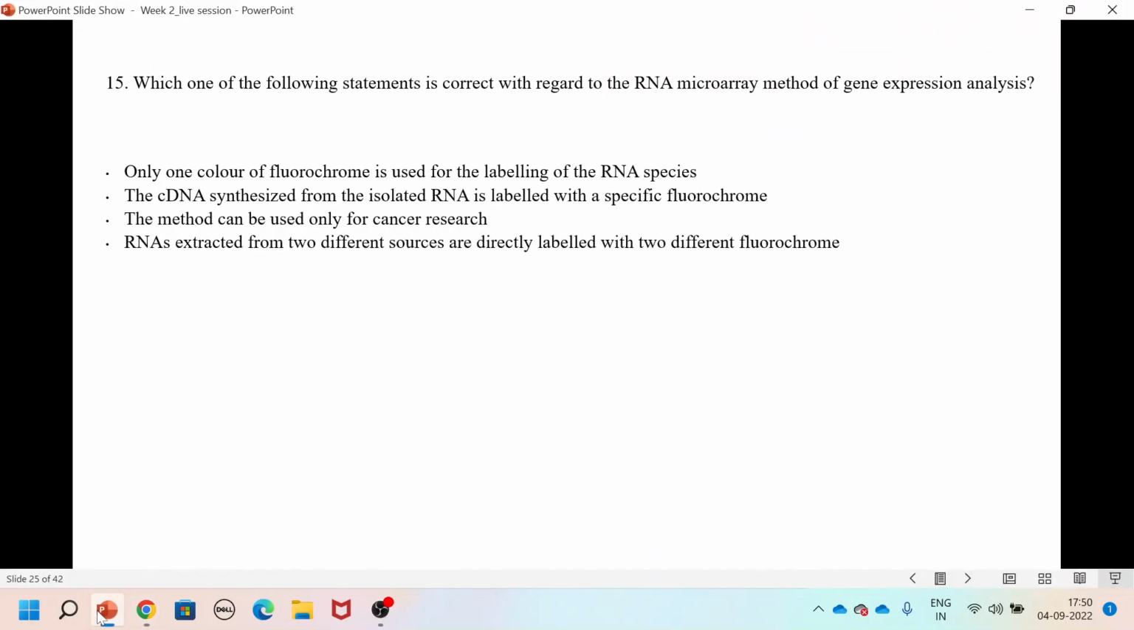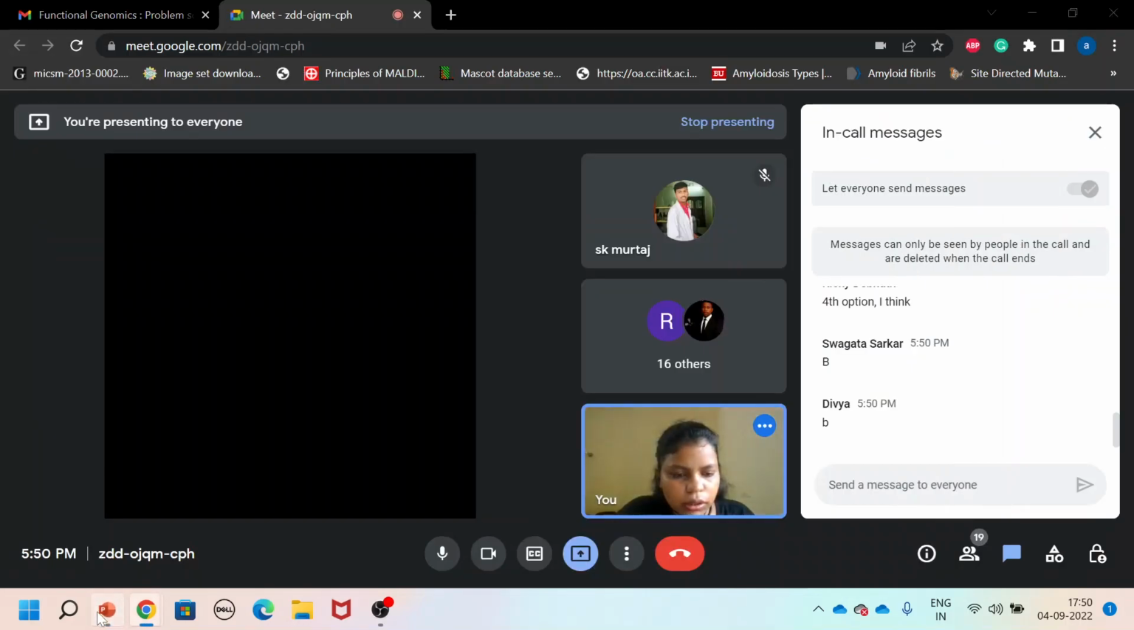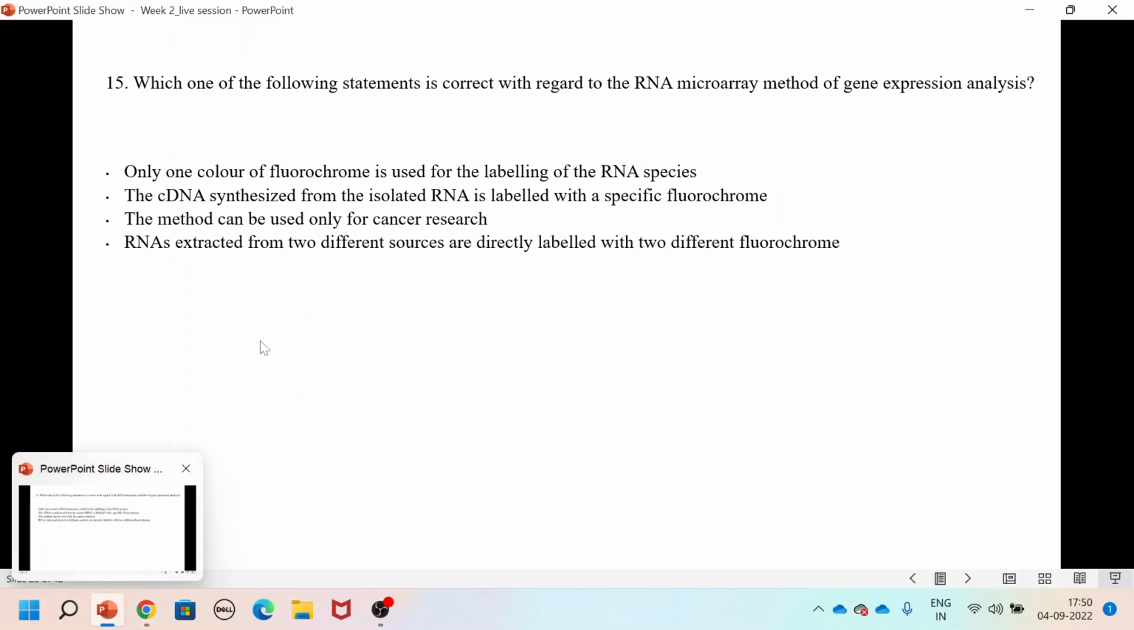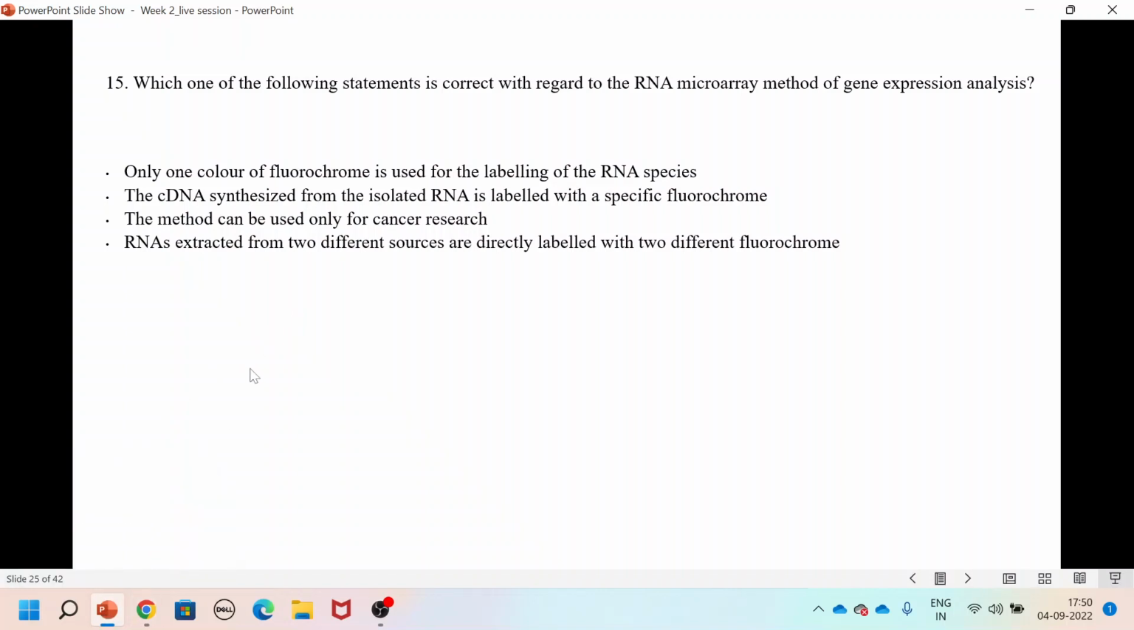Fourth option, I think. Okay, B. Can anyone explain why it should be B? Because, ma'am, in case of microarray, they first isolate mRNA and their transcriptome is put in the microchip, and then we synthesize the cDNA from the mRNA, and this is the main principle of microarray.